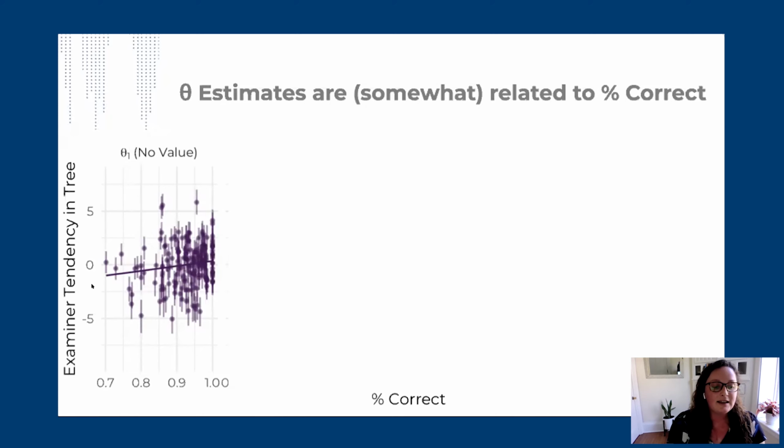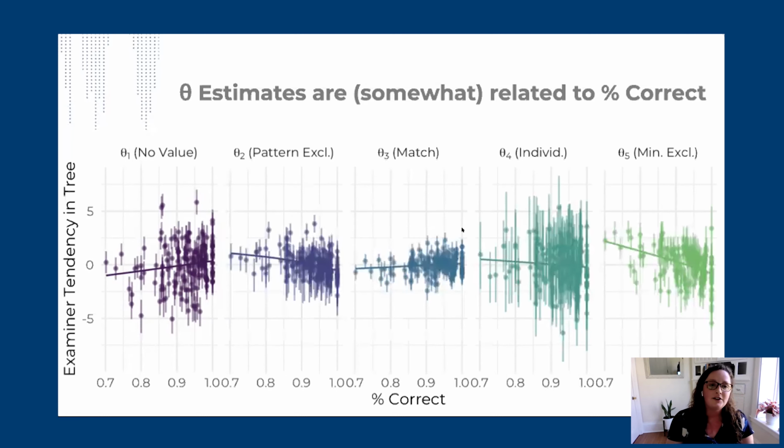And so we can see that there's a slight positive relationship here. And so examiners who tend to have higher scores also tend to make more no value decisions. And so maybe they're filtering out those low quality prints kind of earlier in the process. And so we can continue to do that for every theta estimate in the tree.